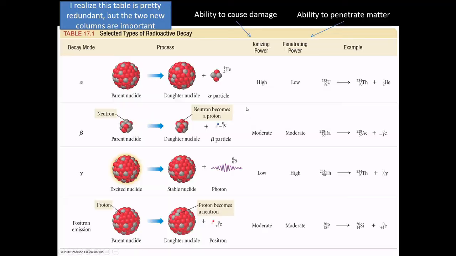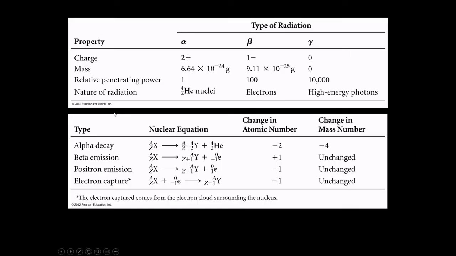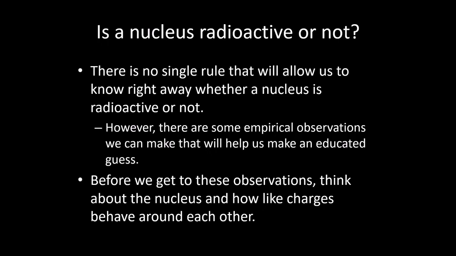All right. This slide here is just kind of a summary, again, of different types of nuclear equations and the changes that happen. This is more just for you to reference back to. There's not really anything new here. All right, so that leads us to this question here.